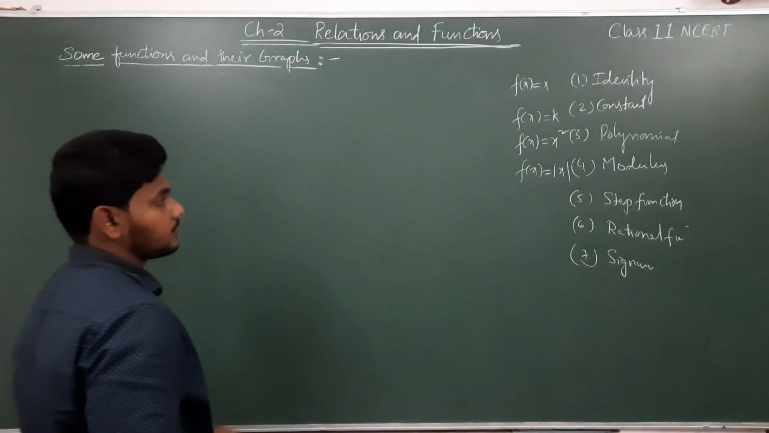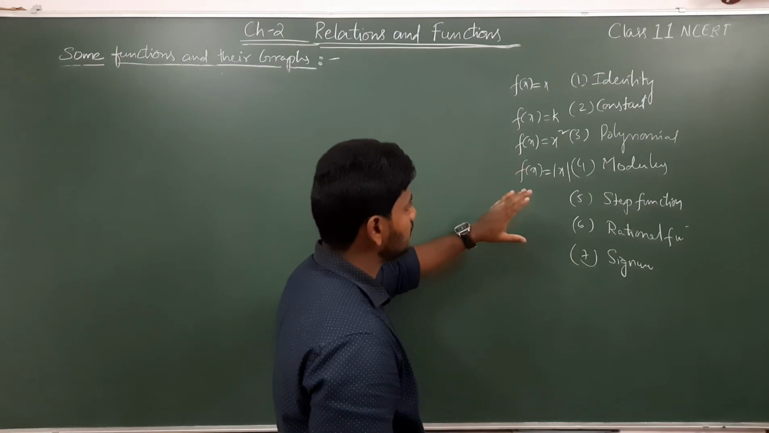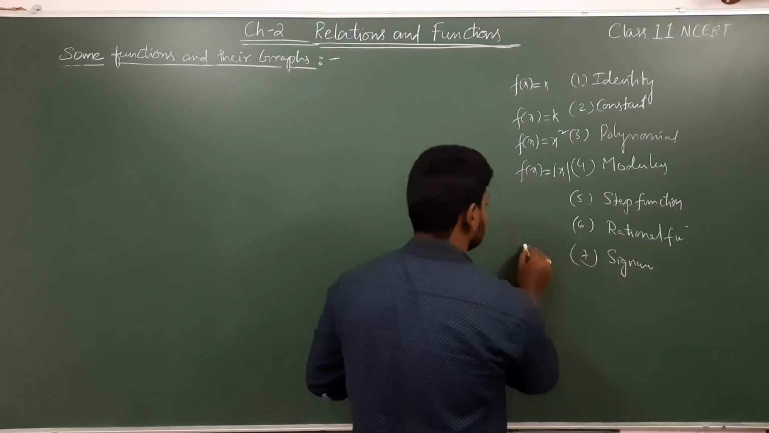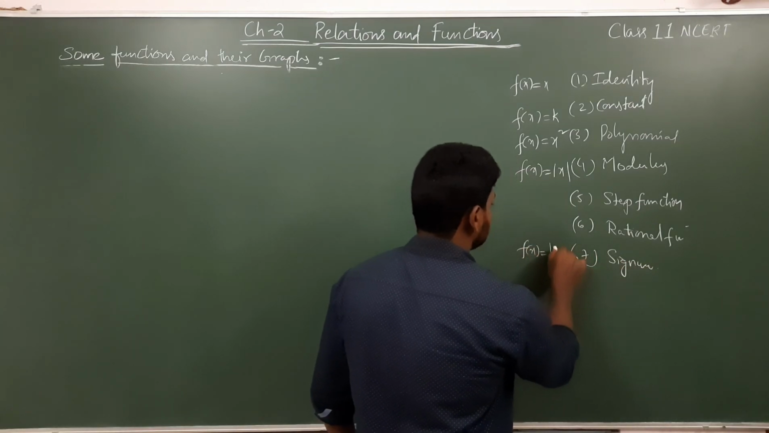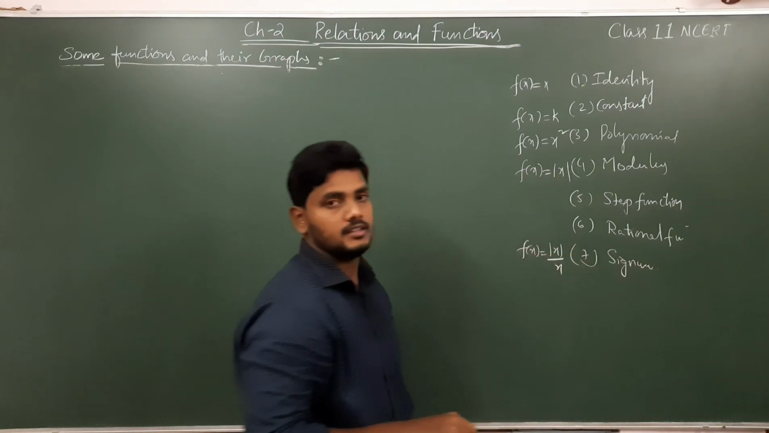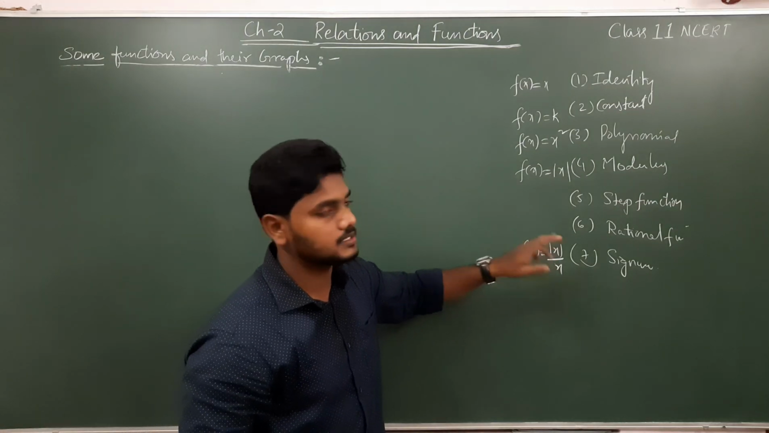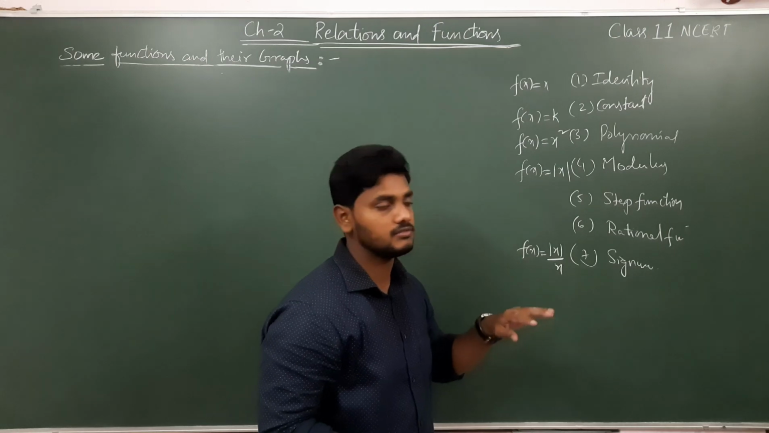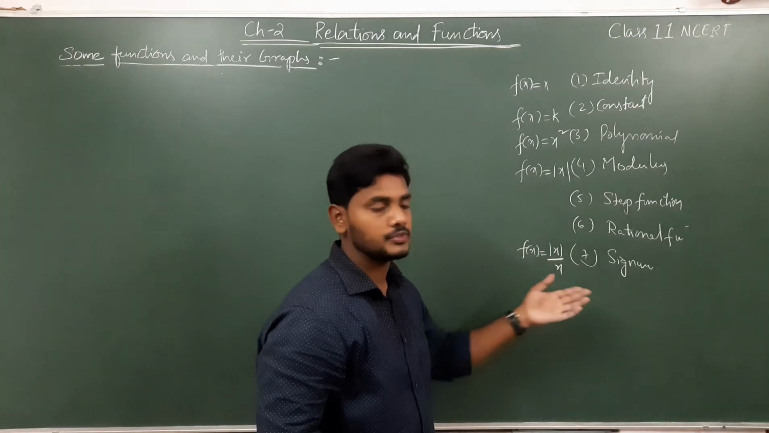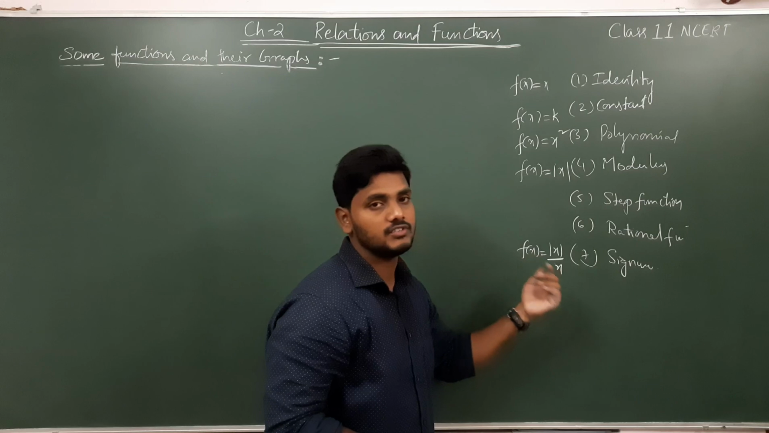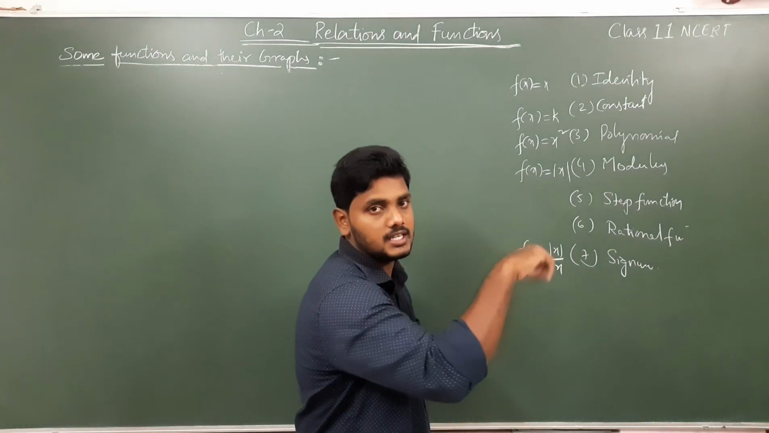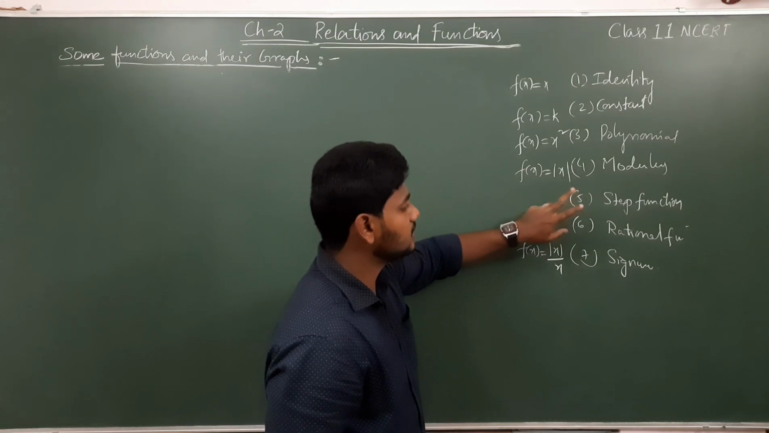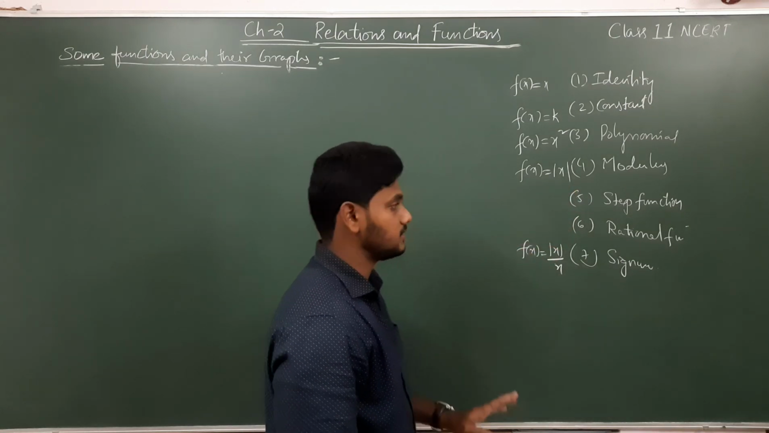Next one. Yesterday four were completed, now Signum also completed. That Signum function is f of x equal to mod x by x. If x is greater than 0, plus x by x will give 1. If x is less than 0, minus x by x is minus 1. For 0, 0 by anything is 0. So the range of the Signum function is minus 1, 0 and 1. But in terms of a set, you need to write it in flower brackets. Now the remaining two functions: one is the step function and the other one is the rational function.